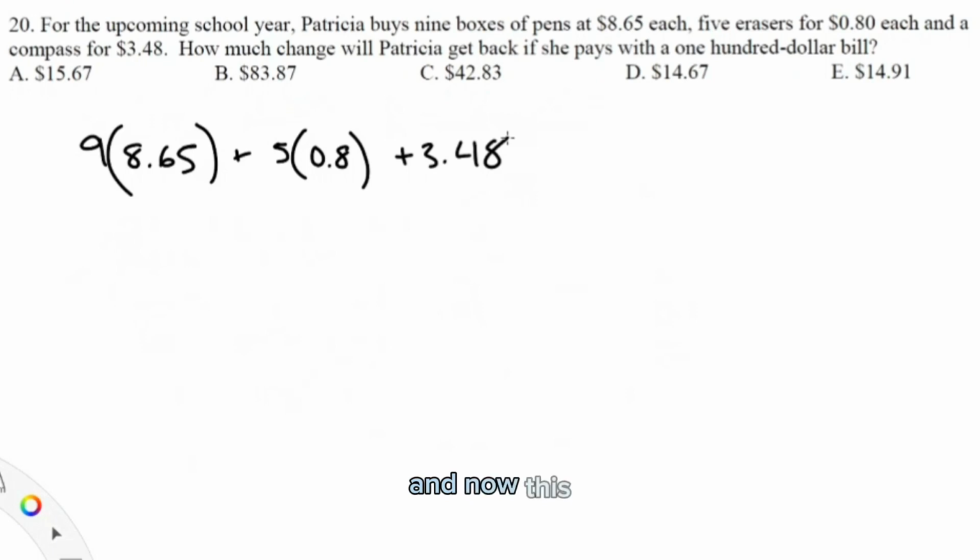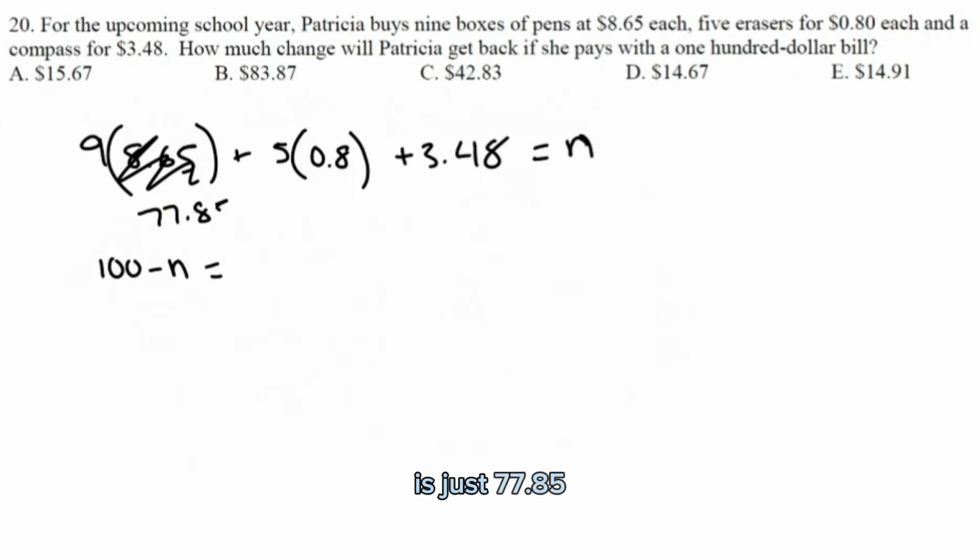And now, let's say this is all equal to n, alright? What we're trying to find is the change she'll get back if she pays with a $100 bill, which is 100 minus n. So that's what we're trying to find. Alright, so let's compute this. 9 times 8.65 is just 77.85. Next, 5 times 0.8 is just 4.